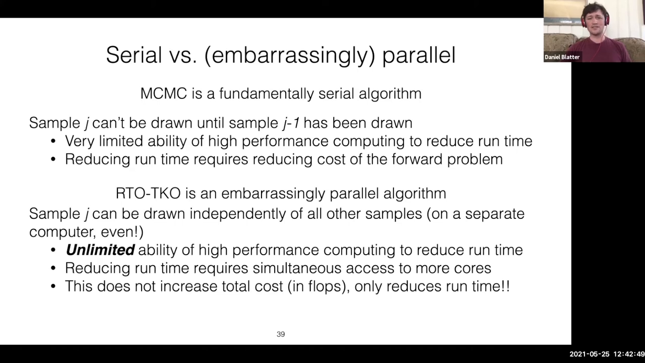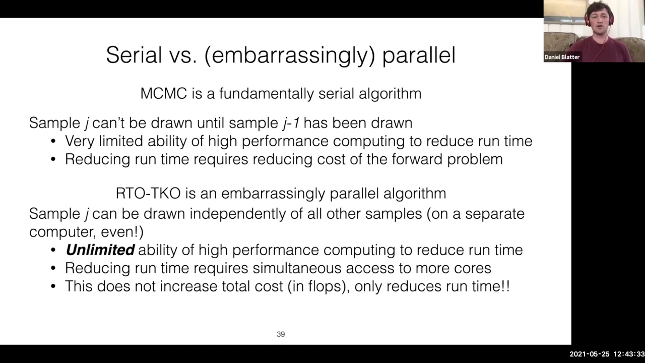Basically, the only way you can reduce runtime is by reducing the cost of the forward problem, which there isn't a whole lot of leeway to do, because especially for very complex and expensive forward operators, these have usually been optimized already. Whereas RTO-TKO is an embarrassingly parallel algorithm, which means that sample J can be drawn independently of all the other samples, on a separate computer even. This gives you unlimited ability to use high performance computing to reduce the runtime. And I'll show you some examples in the next few slides. Reducing the runtime basically just requires simultaneous access to more cores. This doesn't increase the total cost in flops, I emphasize. It only reduces the runtime.